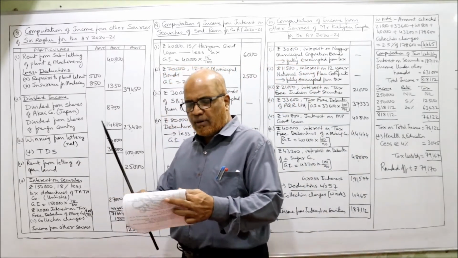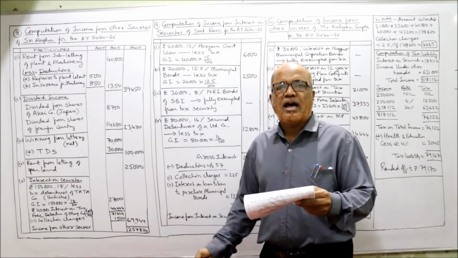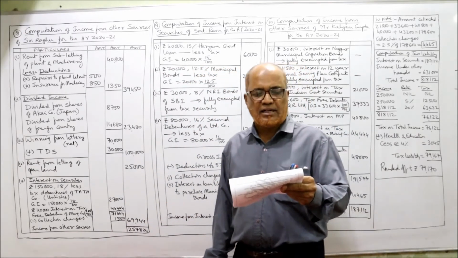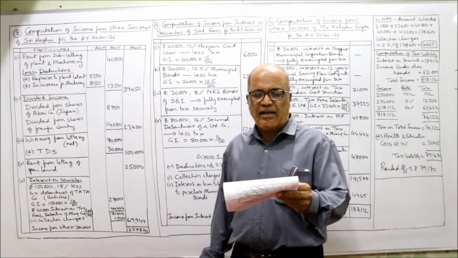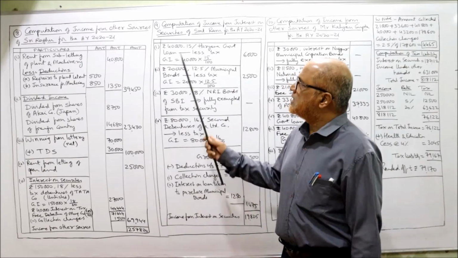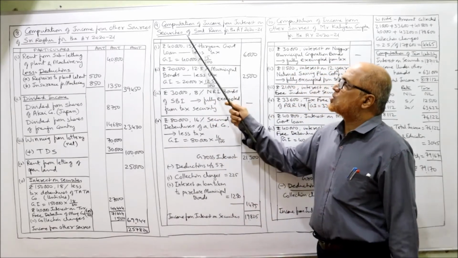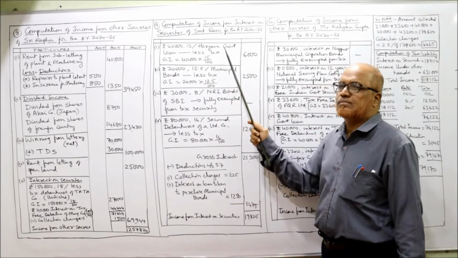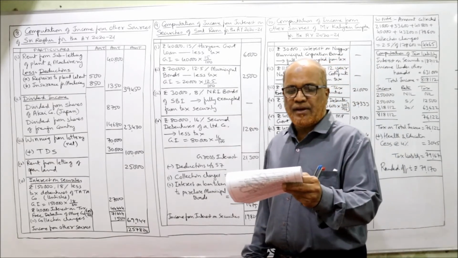Now I am coming to problem number 9. Srimati Rani's investments are as under. Find out the taxable income from interest on security for the current assessment year. So see here, computation of income from interest on security of Srimati Rani for the assessment year. Now one by one we'll take.